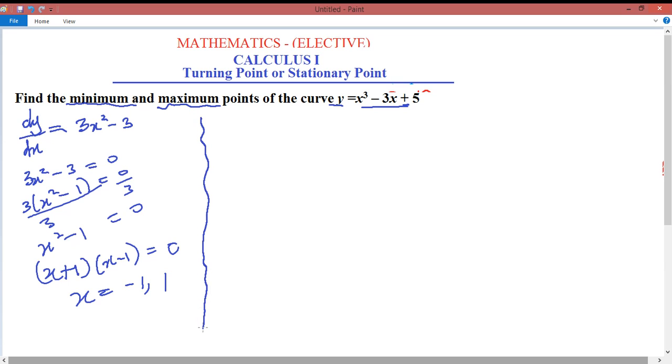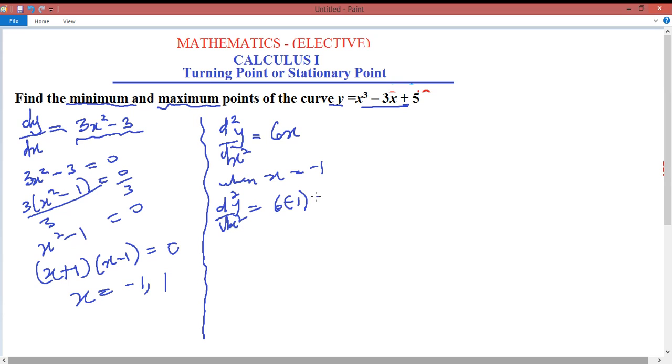Then we test which one will give us the maximum and minimum point by finding the second derivative, d squared y over dx squared. When you find the second derivative, that means I am differentiating this function again. So that gives us 6x; the minus 3 drops. So when x is equal to negative 1, d squared y over dx squared becomes 6 times negative 1, and that will be negative 6. At x is equal to negative 1, the curve is maximum.